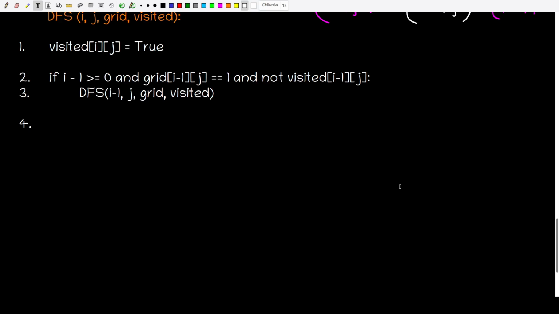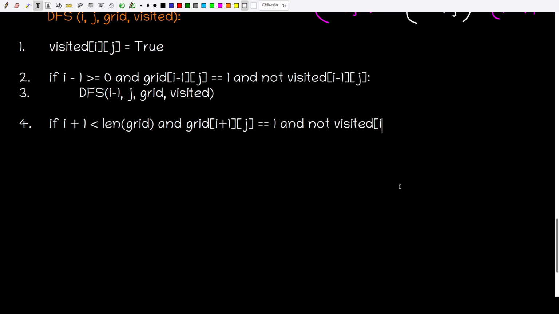Similarly, we have to look at the down case as well. So for that, if i plus 1 is less than len of grid and grid of i plus 1, j equals 1, and it is not visited, i plus 1, j. If this is the case, then we have to perform DFS on this cell as well. So for that reason, DFS of i plus 1, j, grid and visited.